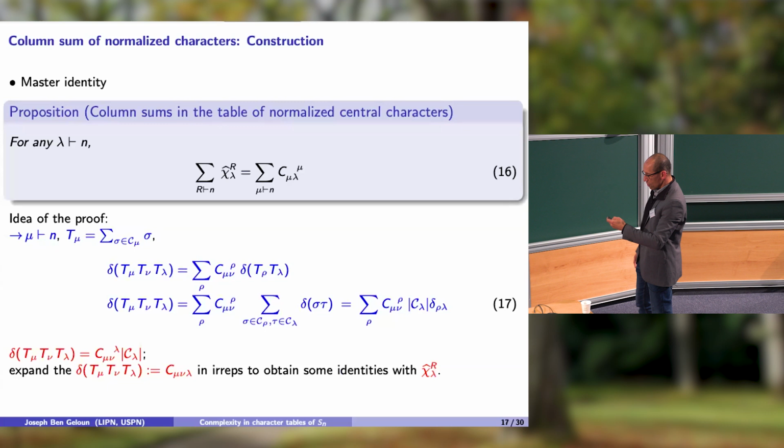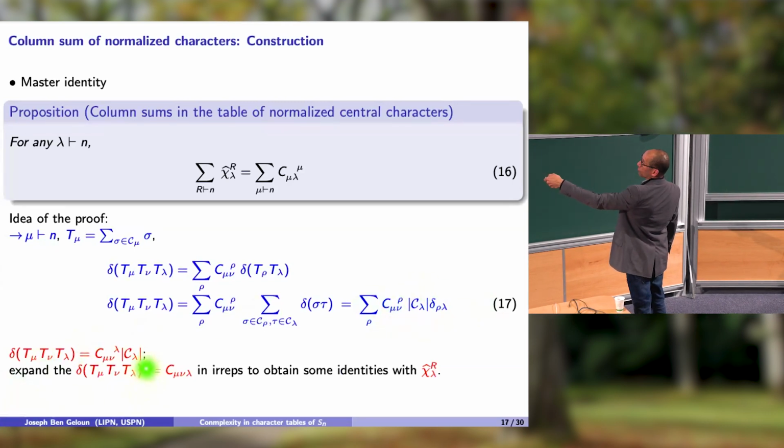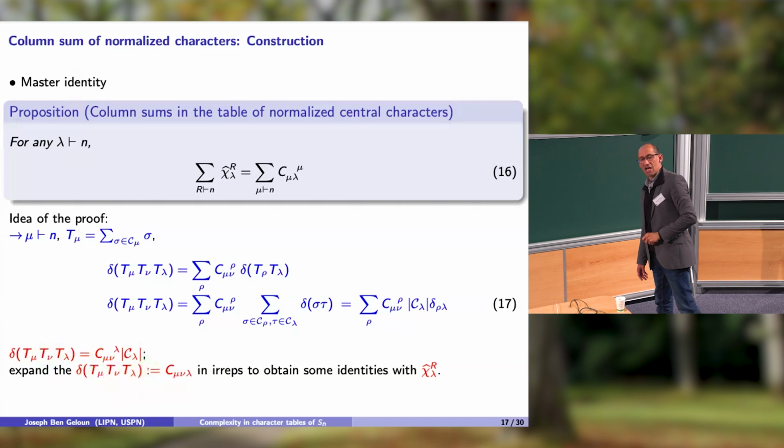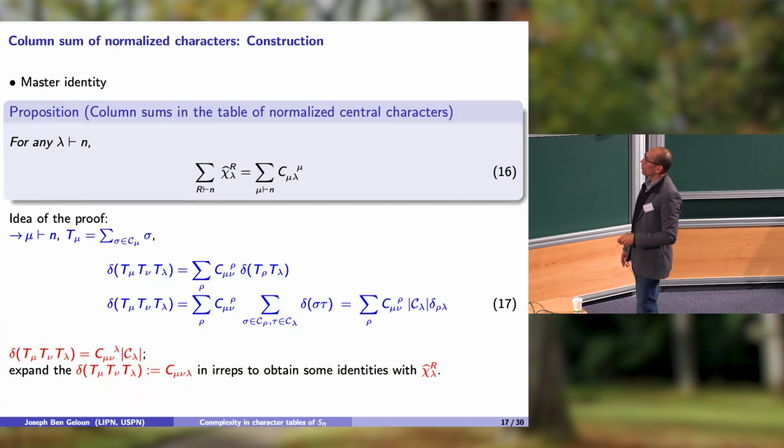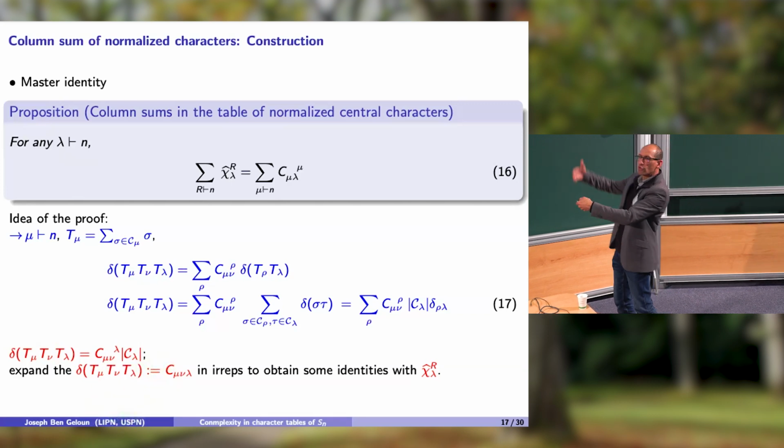So there is a way of just crushing this delta and this big sum into just the structure constant. So that delta of three central elements is the structure constant times the size of your conjugacy class. Well, then the last thing to do is to expand the delta in terms of characters, and then you can finish the proof.